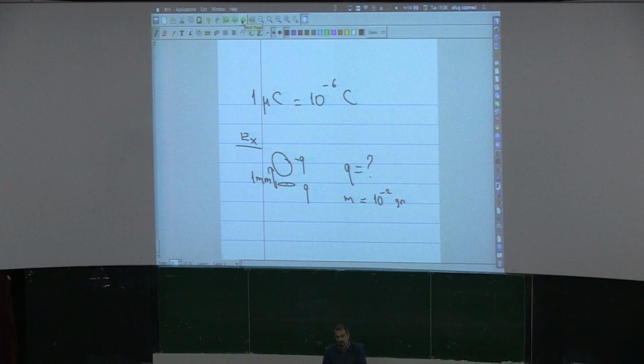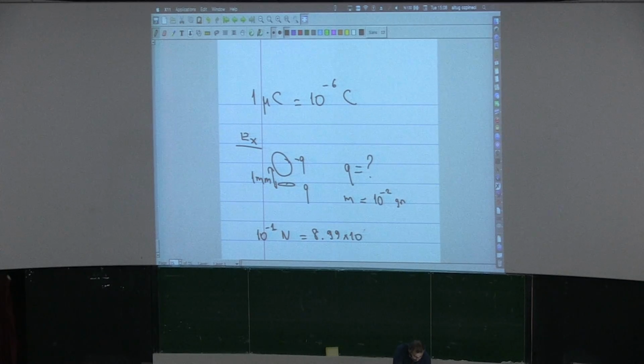I mean, when they are equal, it will just be at the edge of the lifting off. So the weight of my object is 10 to the power minus 1 Newton. This is the weight. Well, this is just exaggerated. I mean, the weight will be smaller than this one.